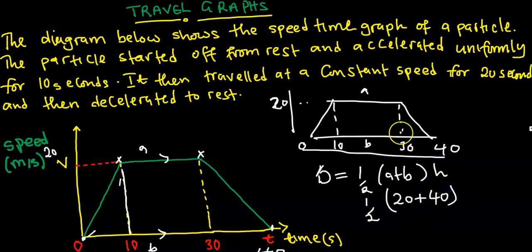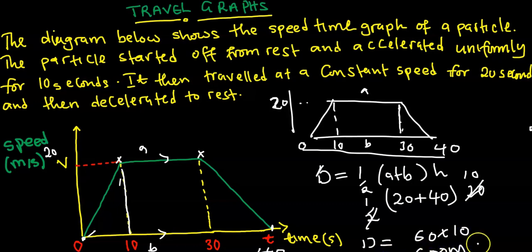Then what is the height? From here up to there, it's 20, so 20. This one cancels, this one cancels. This is 10. This is 10. Okay, so this is 10. So distance is equals to 20 plus 40, we have 60. Okay, multiply by, let me just say multiply by 10. So this one is going to give us 600 meter as our total distance.